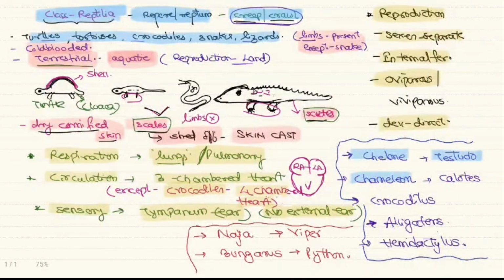So coming to common examples, the turtle, Chelone, tortoise, Testudo, chameleon is called the tree lizard, Calotis is called the garden lizard. The largest reptile, Crocodylus, similar animals are alligators. The lizard that we daily see in our houses is the wall lizard, Hemidactylus. The snakes are poisonous snakes like Naja. Bungarus is called the krait, viper, and the non-poisonous but dangerous snake is called the python. So these are the common examples. This is about class Reptilia.